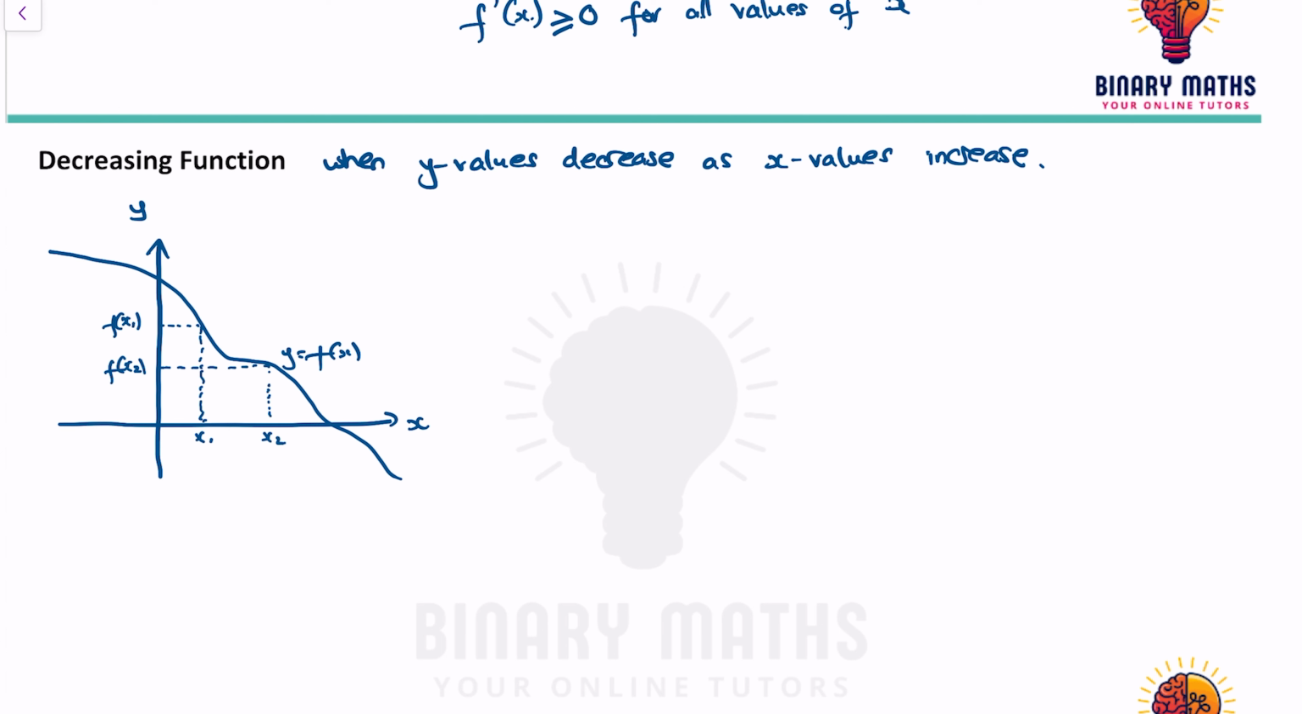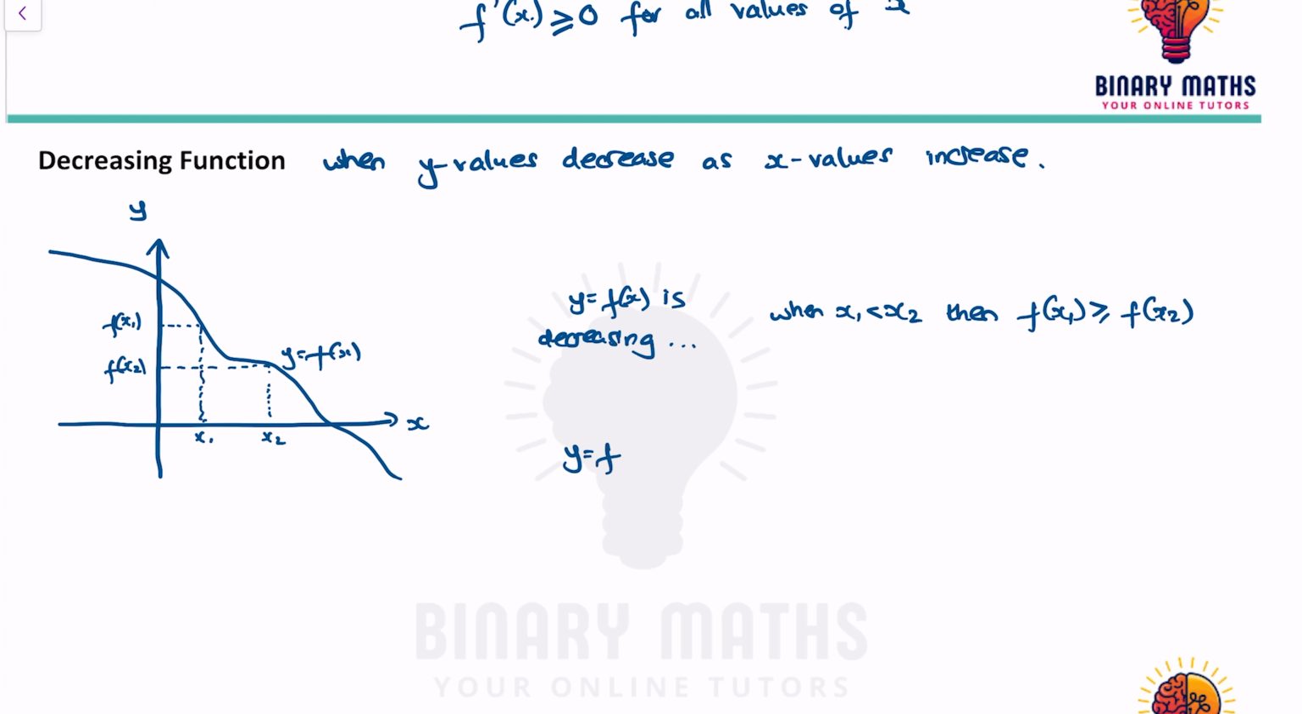So you can see the y value is decreasing as the x value increases. You can see from the graph that y equals f of x tends to go down as you go along the curve. Okay, now we say y is equal to f of x is decreasing when x1 is less than x2, then f of x1 is greater than or equal to f of x2.